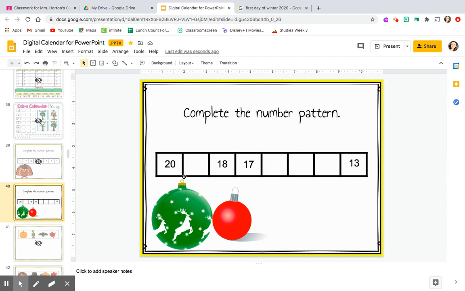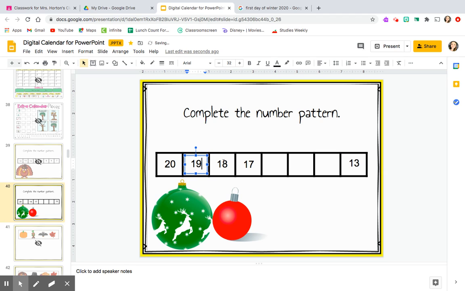Okay, let's complete our pattern. We're still going to continue to do counting backwards. So we're starting at 20, counting backwards. So 20, 19, 18, 17, 16, 15, 14, and 13.